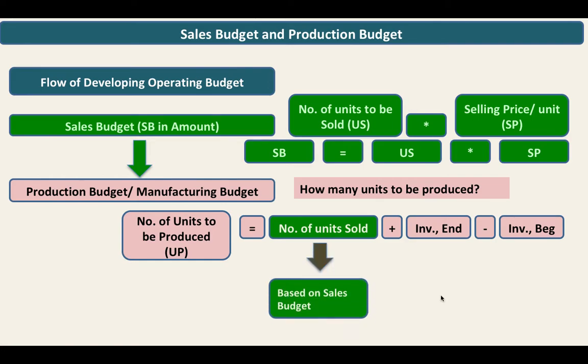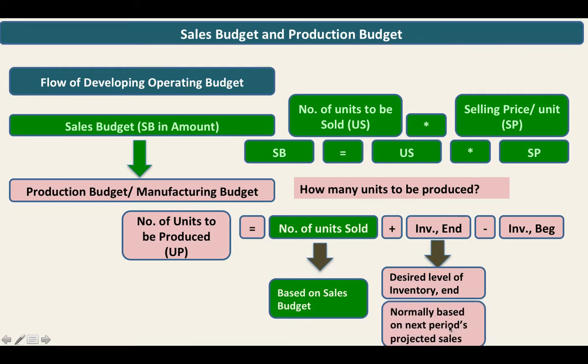So here, based on sales budget, the units to be sold, and your inventory end is the desired level of inventory that the company would like to maintain, normally based on next period's projected sales. Why? Because in the first part of the next period, you need to have sufficient inventory so that there will be no loss of sales, okay? To make sure that you have sufficient inventory for the next period.